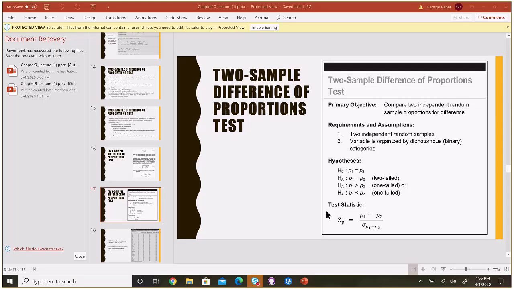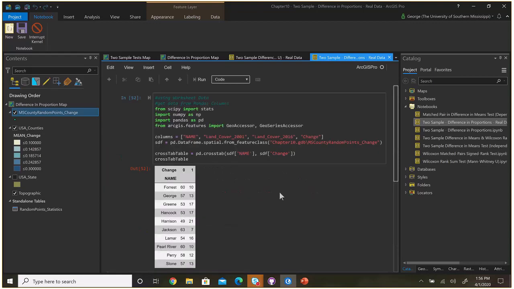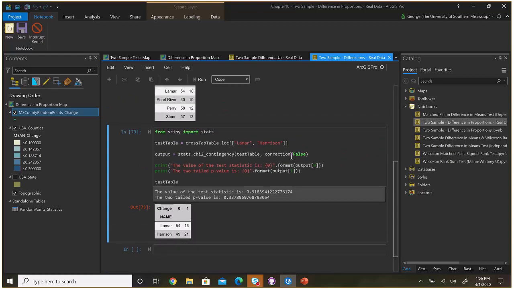Well, first of all, what is the null hypothesis? The null hypothesis is that the land cover change between Lamar County and Harrison County between 2001 and 2016 is not significantly different. There's no significant difference in the proportion of land cover change between Lamar and Harrison County. Well, we got a pretty high p-value. In fact, it's going to be much higher than either 0.05 or 0.025 if we halve it. Either way, it's going to be higher.